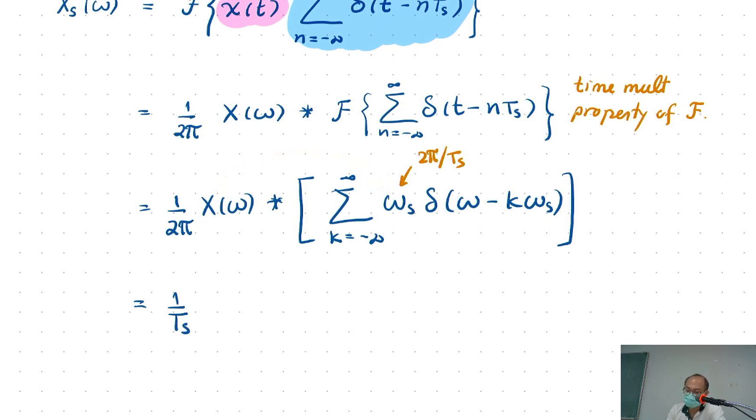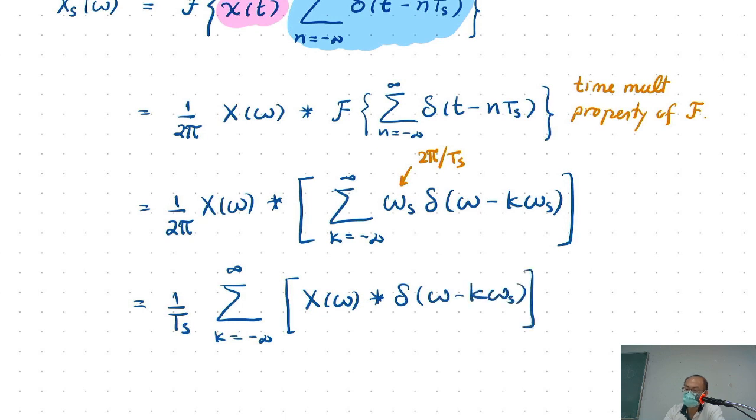So I get the summation, k from negative infinity to infinity, and then inside would be X of omega convolved with delta(omega minus k omega s). This is from the distributive property of convolution.